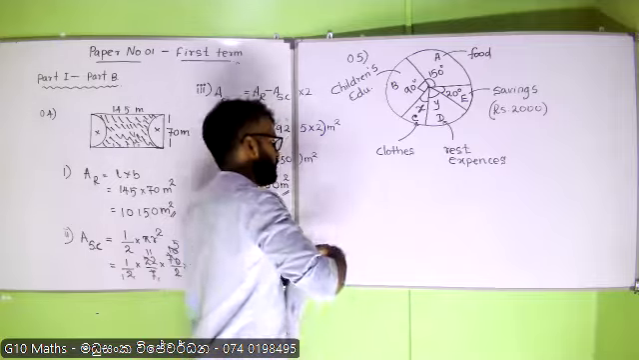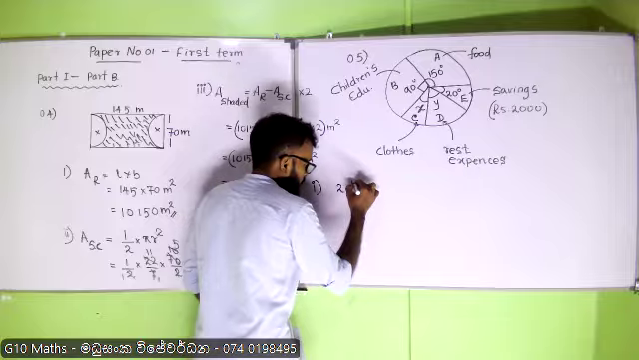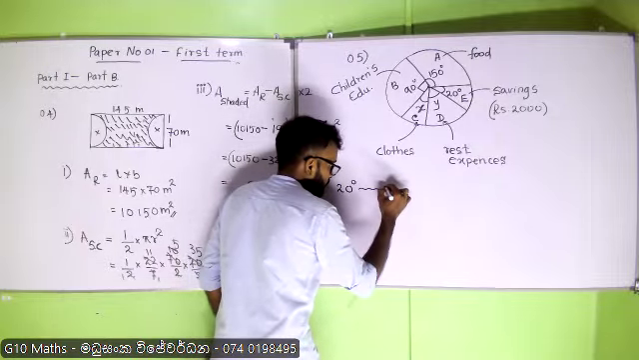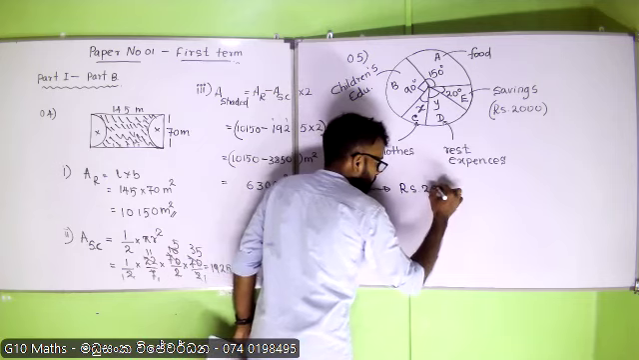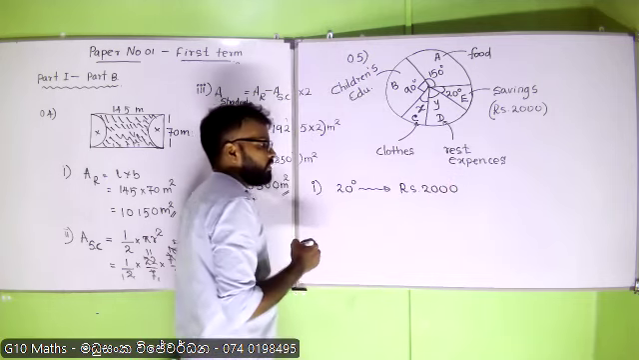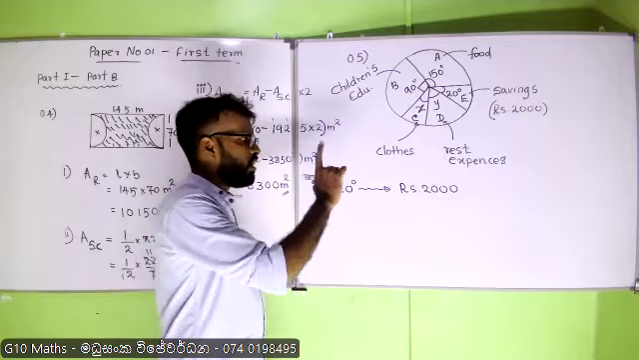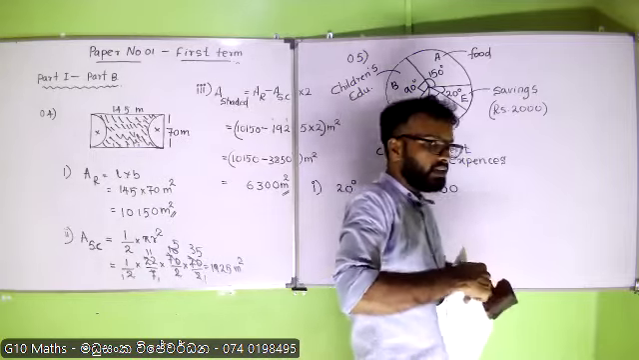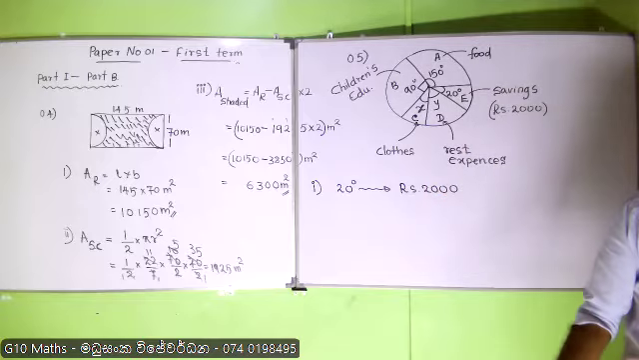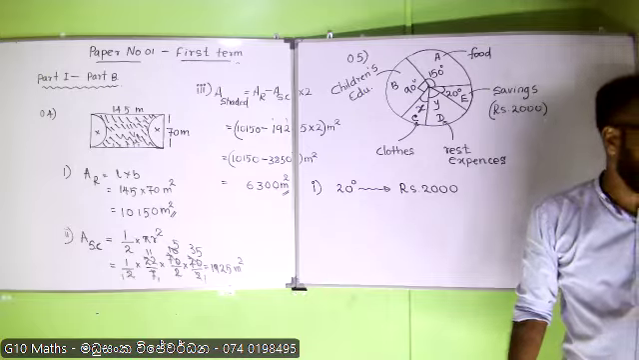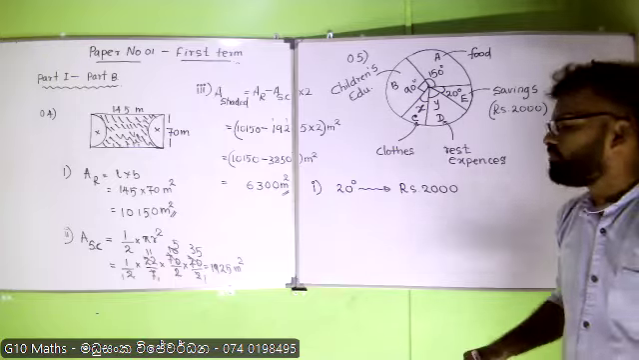20 degrees represents 2000 rupees. Can you find how many rupees 1 degree represents? Can anyone tell me? How are we going to find it? Divide by 20. 2000 divided by 20.